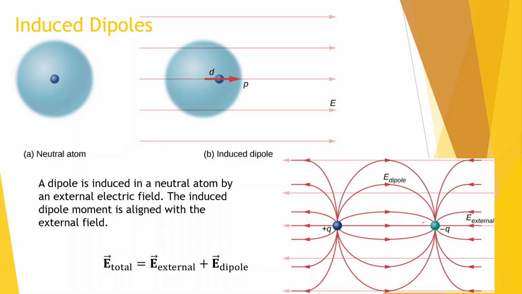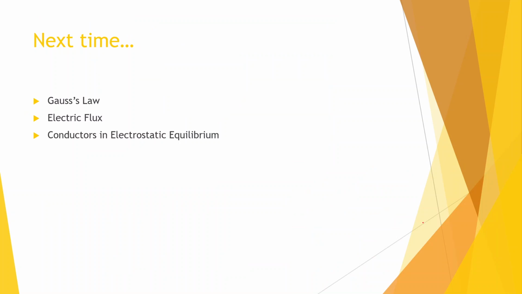Okay? All right, so that's the end of this section. Next time we'll start to talk about electric flux and then Gauss's law, and then conductors in electrostatic equilibrium. Let me know if you guys have any questions as always, and we will look at some examples in person.